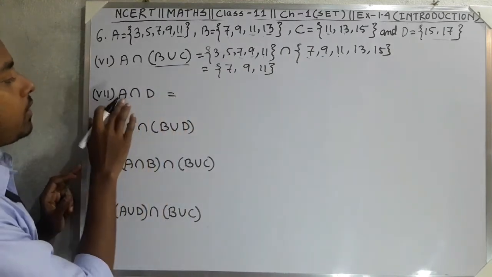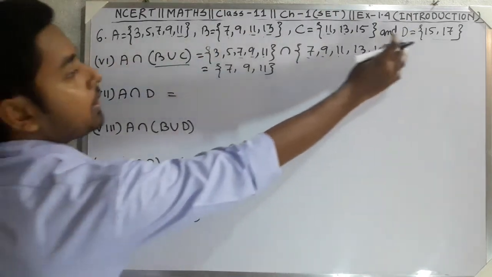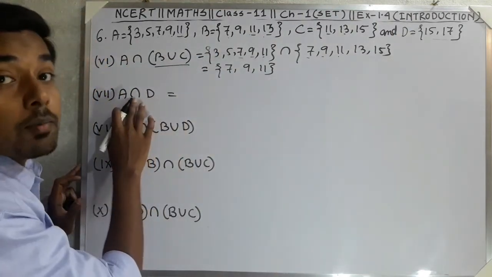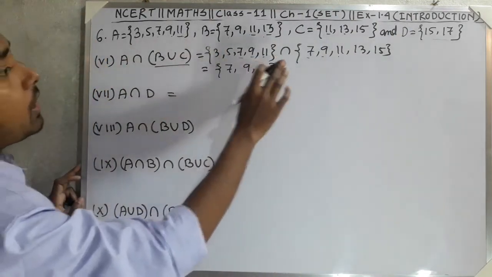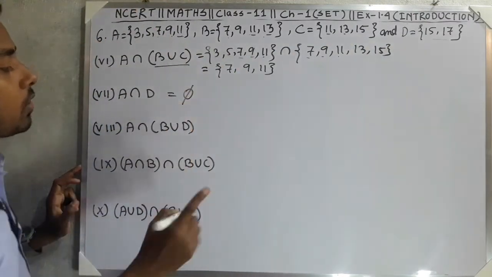Now here we have to find out A intersection D. A and D intersection means common elements only. What are the common elements? Here 15, 17, but here it is not. So it is phi. No common element.